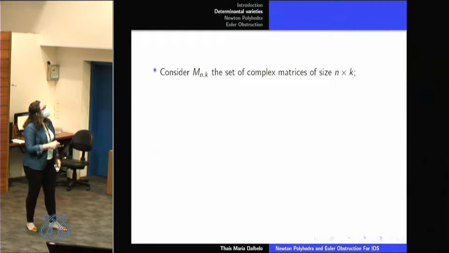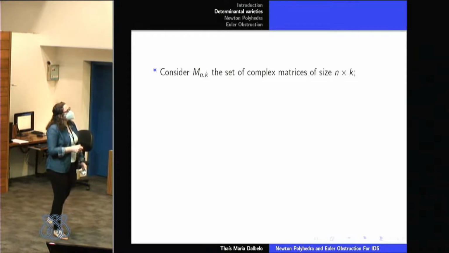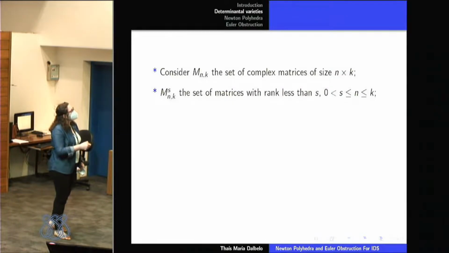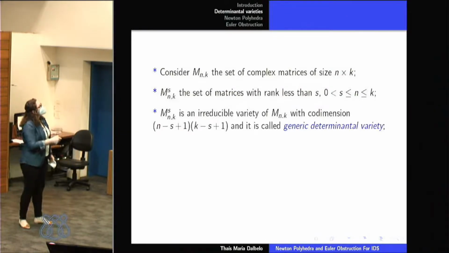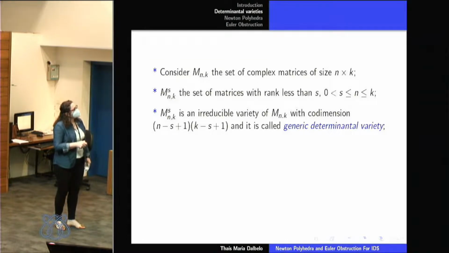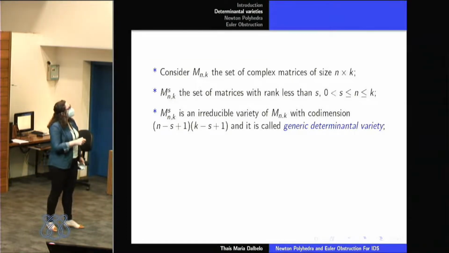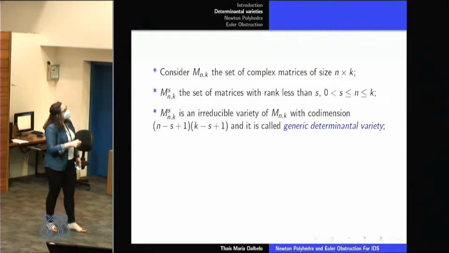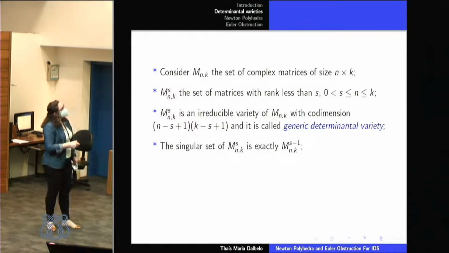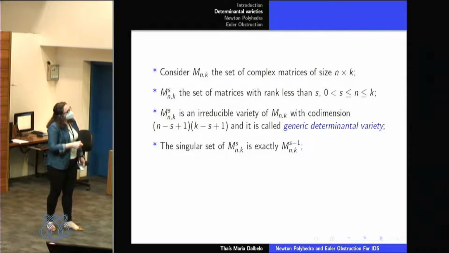We denote by M_{n,k} the set of complex matrices of size n times k, and we denote by M_{n,k}^s the set of matrices with rank less than s. This set is a reducible variety of the set of matrices M_{n,k}, and the codimension of this variety is given by this product. It is called a generic determinantal variety. The singular set of this variety is exactly the set M_{n,k}^{s-1}.